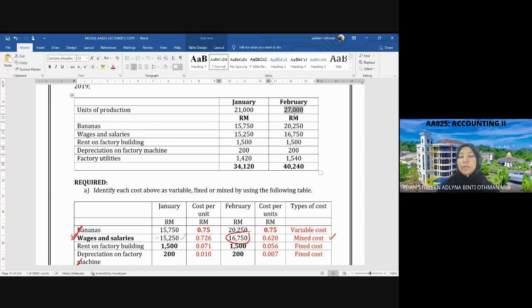So kalau you tak guna highest and lowest method, that means you kena kira untuk semua. Kalau dia bagi you untuk 12 bulan, you kena kira untuk 12 bulan.